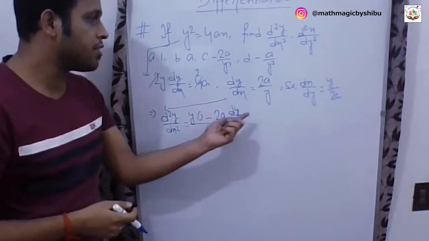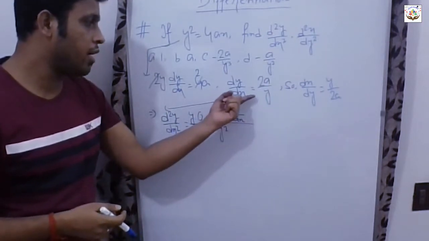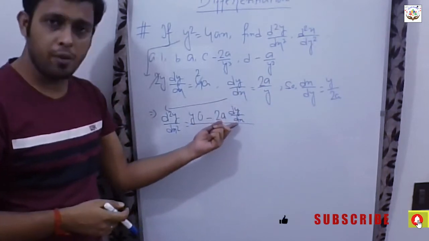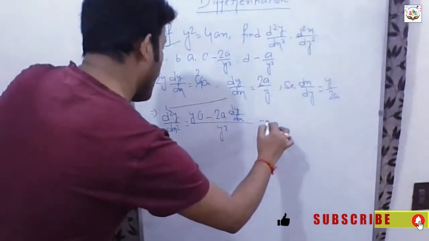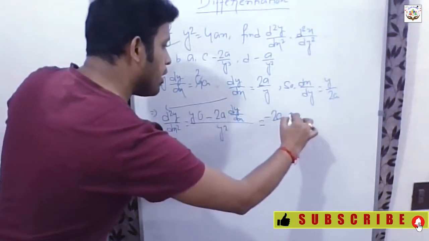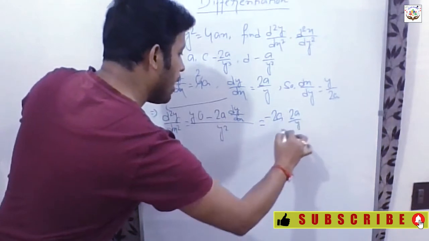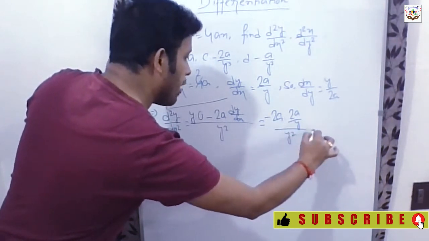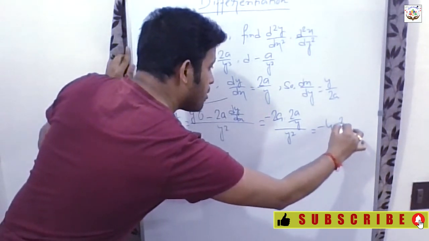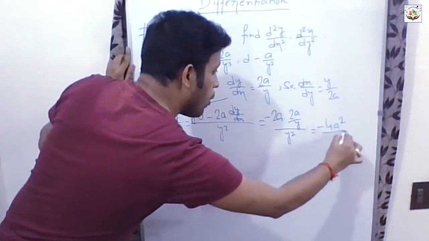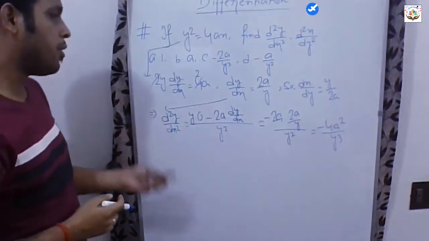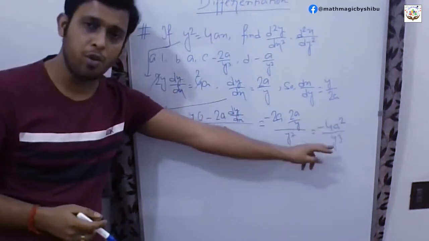And we have dy dx as 2a by y. So we have already got the value of dy dx as 2a by y, so we can easily put it in place of dy dx, right? So we'll have minus 2a into, in place of dy dx we are putting 2a by y, and in the denominator we have y square. So it will become minus 4a square by y cube, right? So we have got the value of d2y by dx square as minus 4a square by y cube.